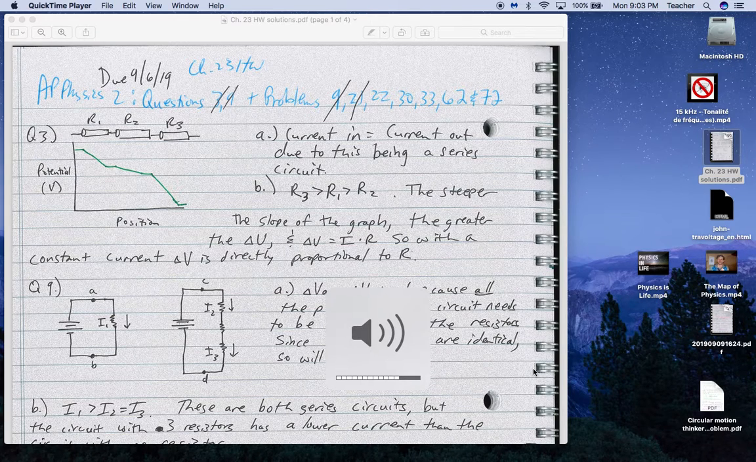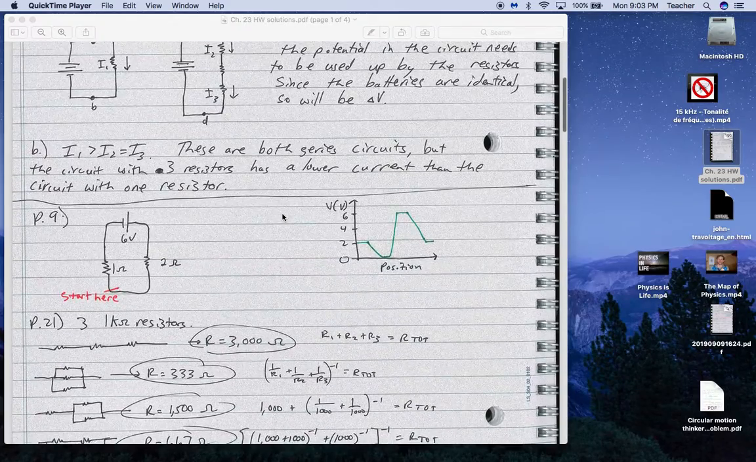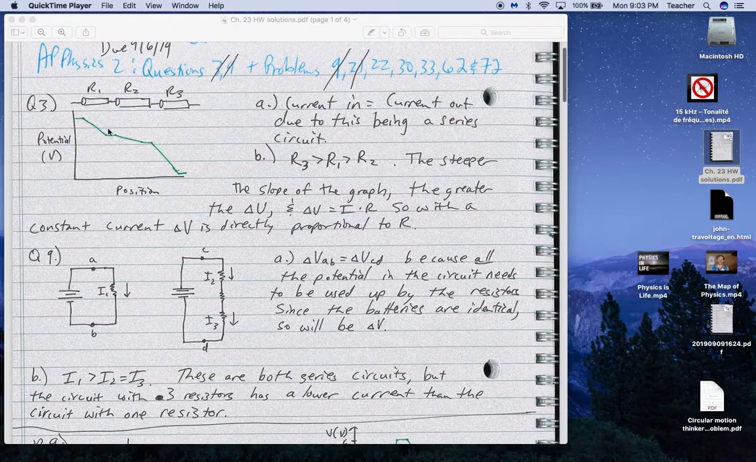So this is the chapter 23 homework. There are two conceptual questions and several problems. For the first one, it gave you this graph and three resistors, and it was basically asking you to rank the resistances.